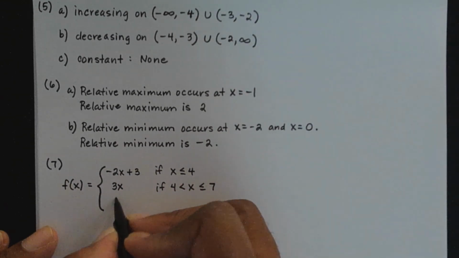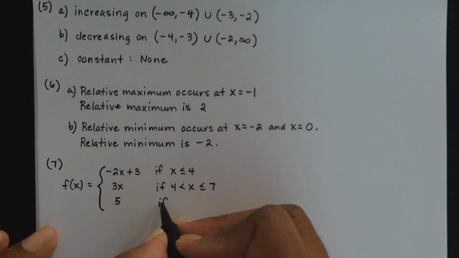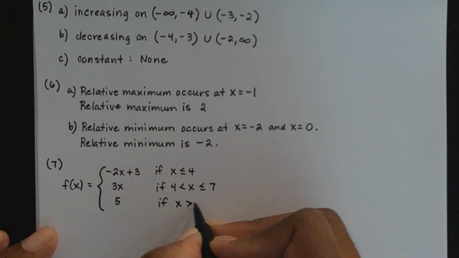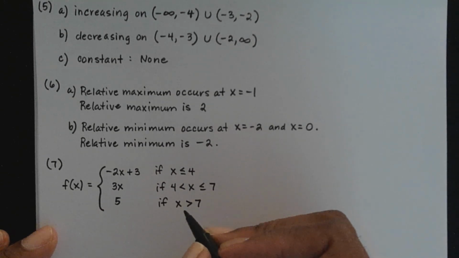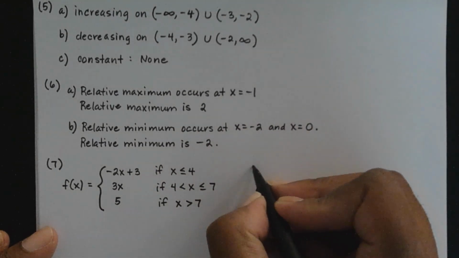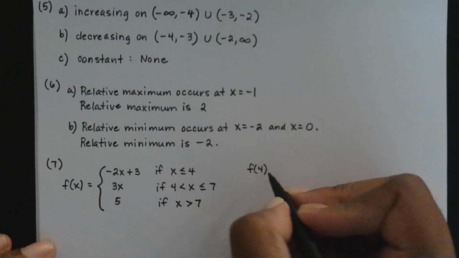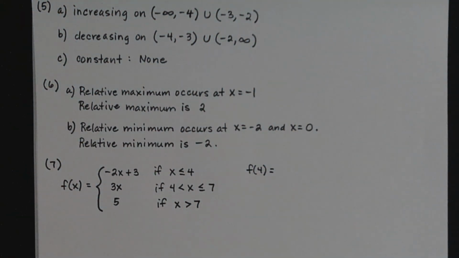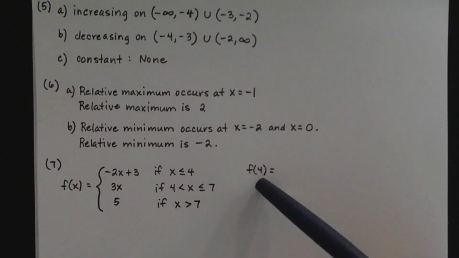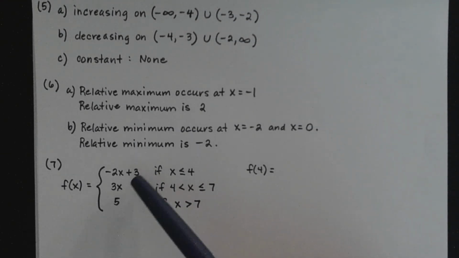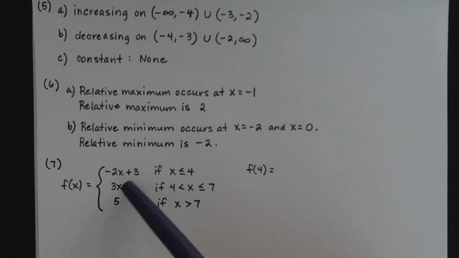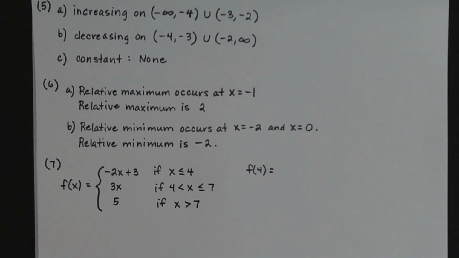And we're going to use this piecewise function to evaluate, let's say, f of 4. So my x is going to be 4, so which one do I need to use? The first, the second, or the third? The first one, because the x value that I'm dealing with does equal 4. It's less than or equal to 4. So I use -2x plus 3.